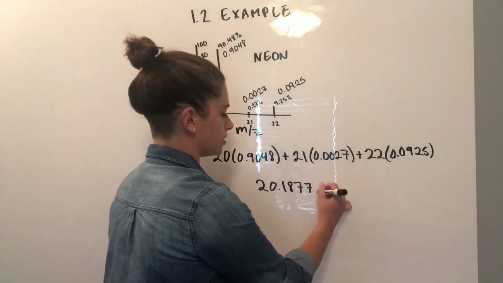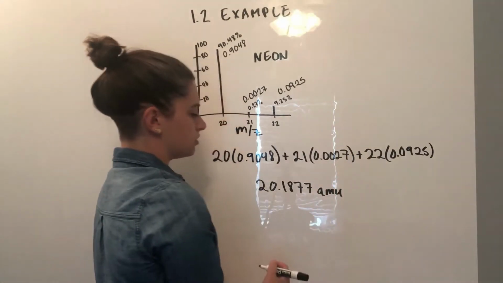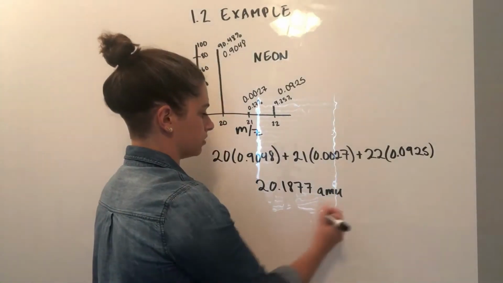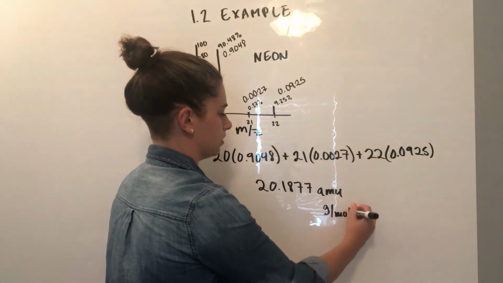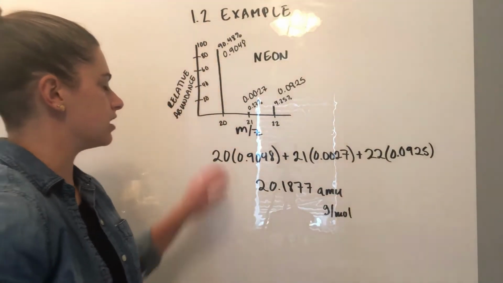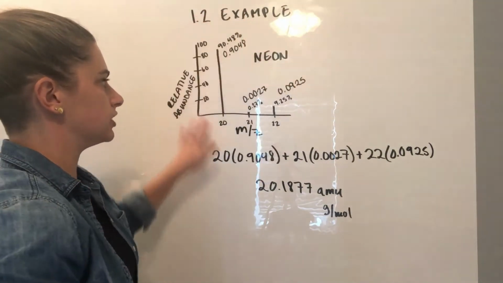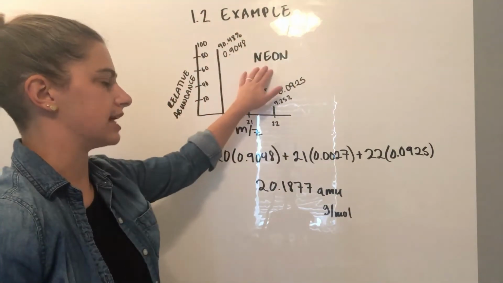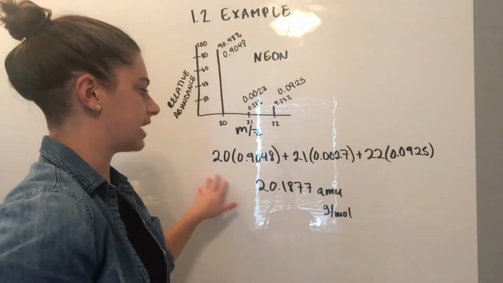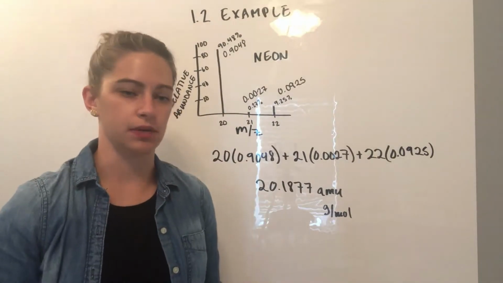So you could put these units as AMUs, or if you're talking about it in terms of molar mass, you could do grams per mole. So that's how we can use the mass spectrum to just estimate what the average would be and use that to identify. We can also use it to actually calculate what the average would be.